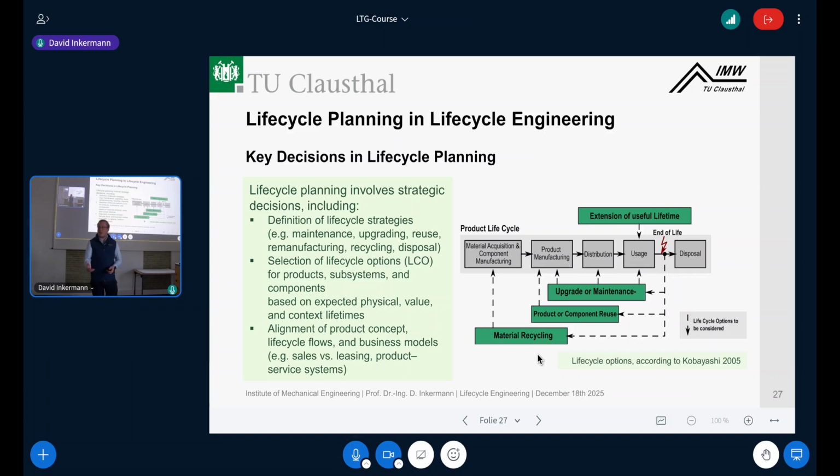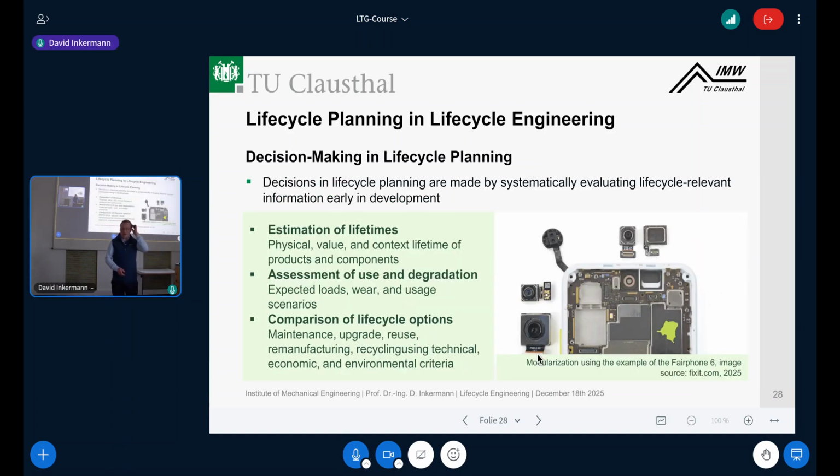Then, based on that understanding, we can select life cycle options. So we will then design the product in a way that it is easy to maintain. And then in the last step, we also align that with the product concept, so implementing that on the technical level, but also implementing the life cycle flow and the business model. Is that more a leasing model, or is that a service model, the product service model that we implement? That's basically the decisions that are supported in life cycle planning.